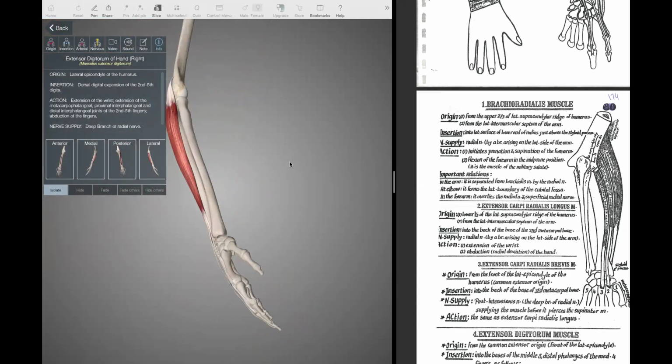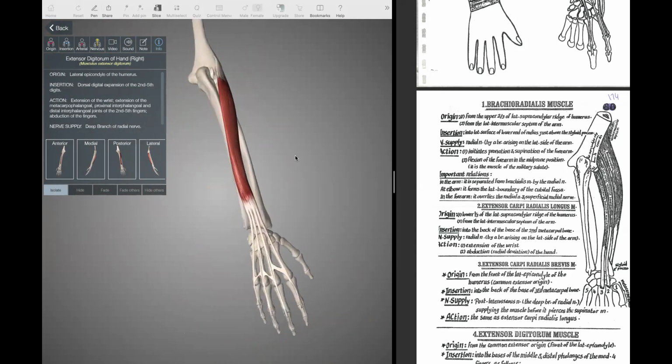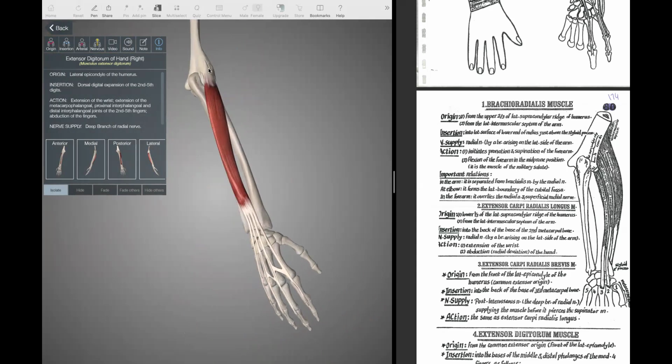The extensor digitorum of the hand, of course, will extend the four fingers. It has no relation with the thumb. The origin, again, not the lateral supracondylar ridge, but in this case the lateral epicondyle of the humerus. They almost all originate from that position, okay? The superficial layer.